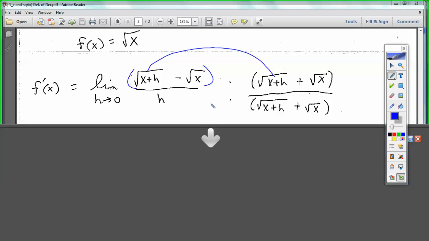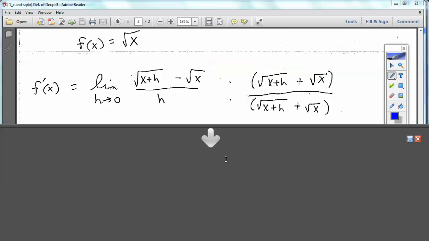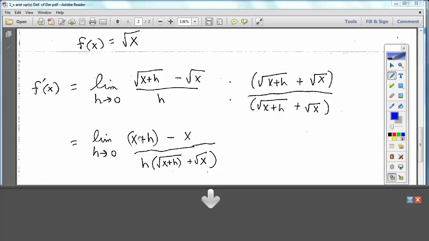That's why you do a conjugate, right? A plus b times a minus b is a squared minus b squared. The outers and inners drop out. This times this is just negative x. So that whole top just becomes x plus h minus x, which is just h. And then the bottom is just this times that, right? So I went ahead and wrote it out, x plus h minus x, so those x's will cancel. And then we got this on the bottom.